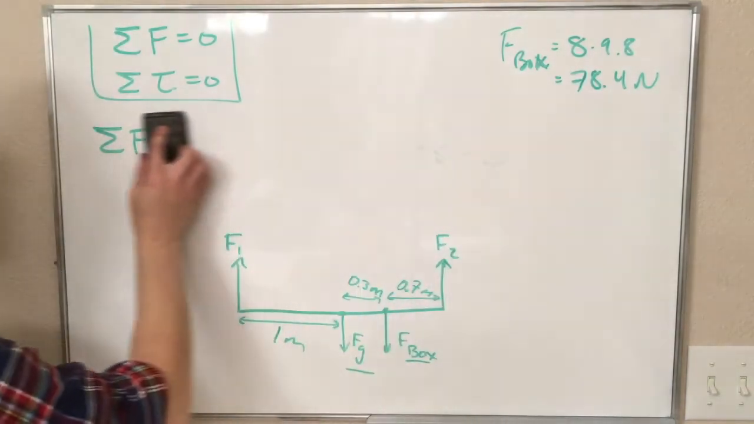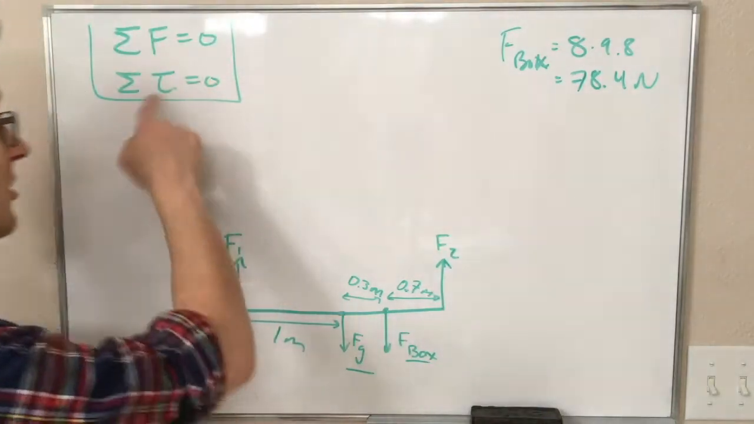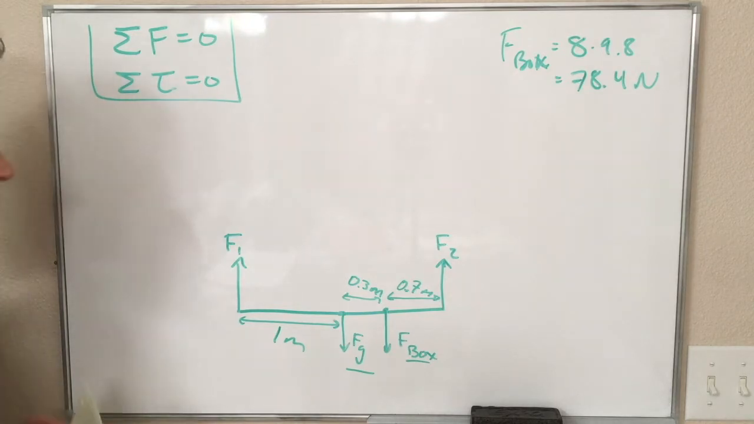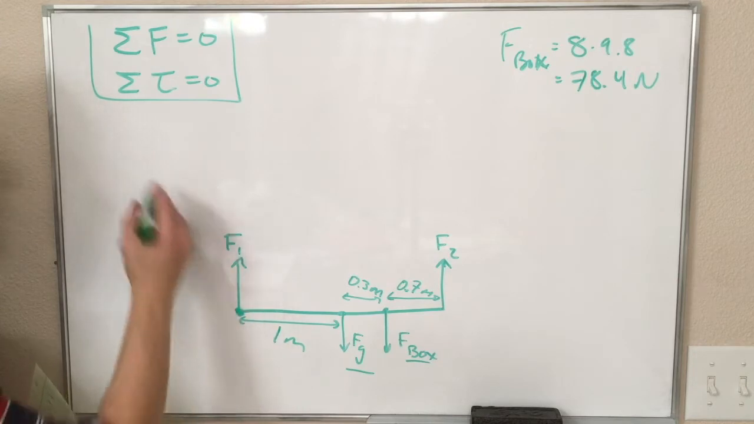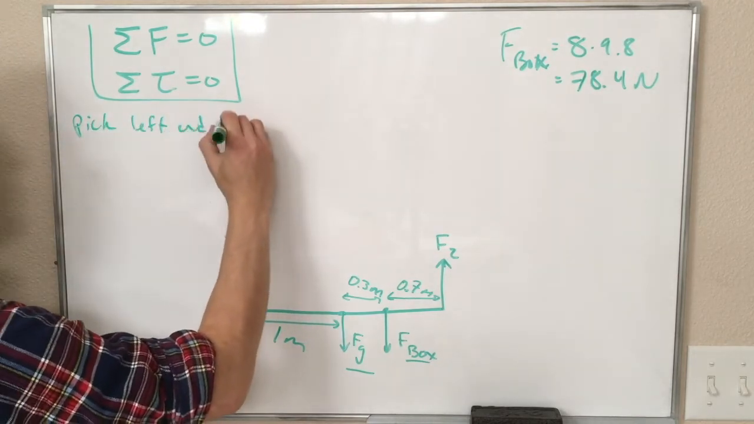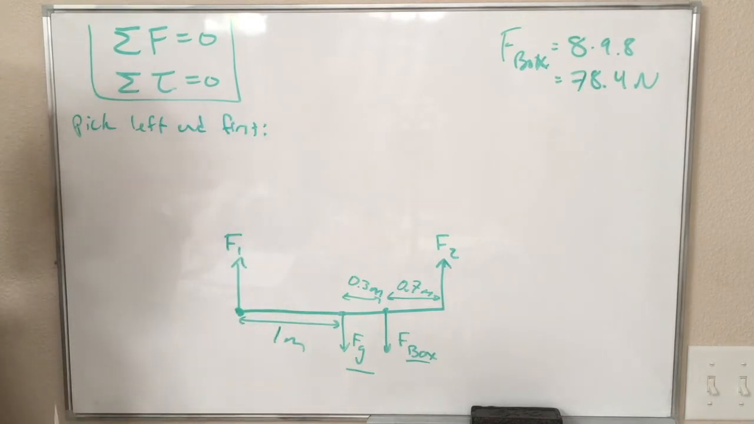Okay, so we're going to use torque. We're going to use the sum of our torques is equal to 0. And this has to be true for any point that we pick. We literally can pick any point here and get our way to a solution. But I'm going to pick the point at the left end first to show you what happens.